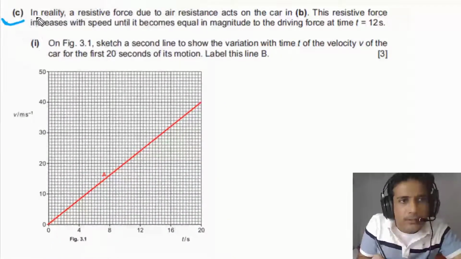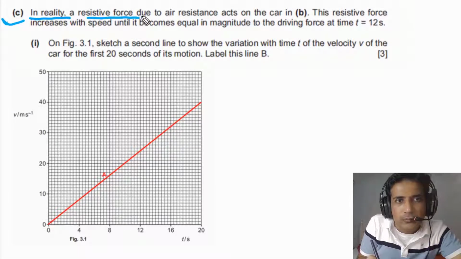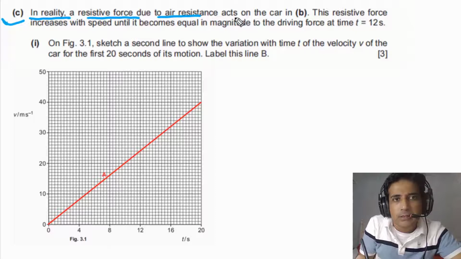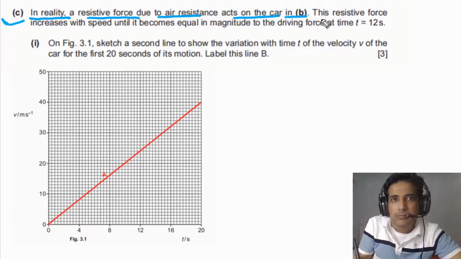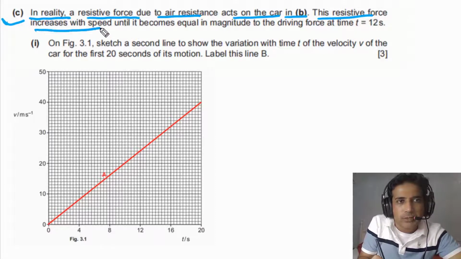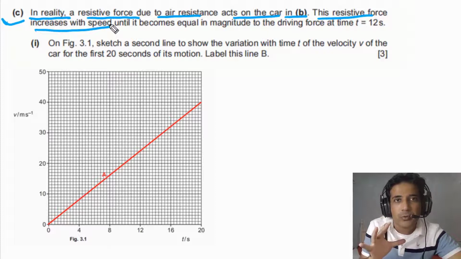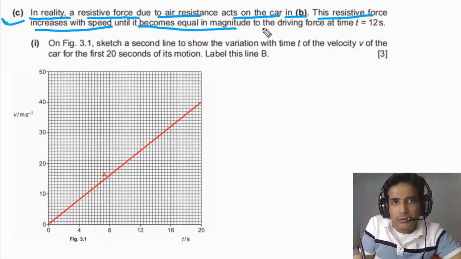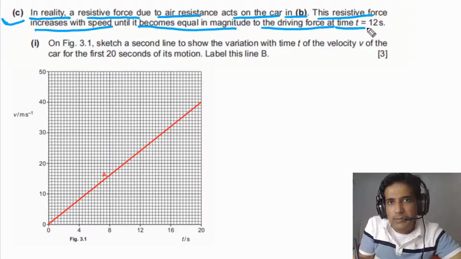For part C, it is given to us that in reality, in real life, a resistive force due to air resistance acts on the car in B. This resistive force increases with speed. Very important point: the resistive force is increasing with speed until it becomes equal in magnitude to the driving force at time t equal to 12 seconds. So this point is also very important.